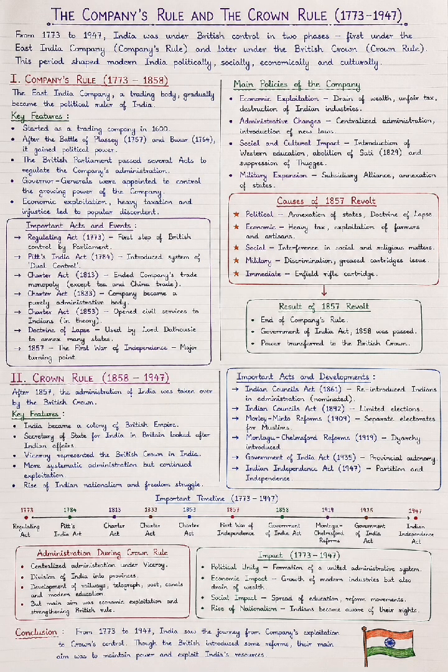Now the Charter Act of 1853. This was the last of a series of Charter Acts passed by the British Parliament between 1793 and 1853. For memorizing purposes, the chronological order of the charter acts could be like this: 1773 to 1793, 1793 to 1813, 1813 to 1833, and 1833 to 1853. There was a 20-year gap between each charter act.